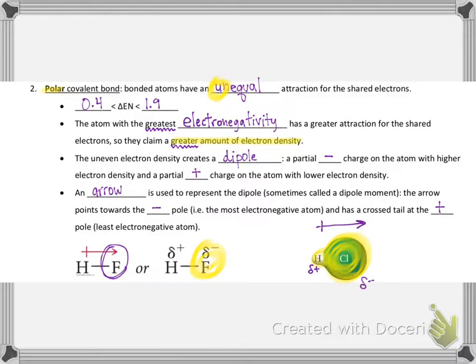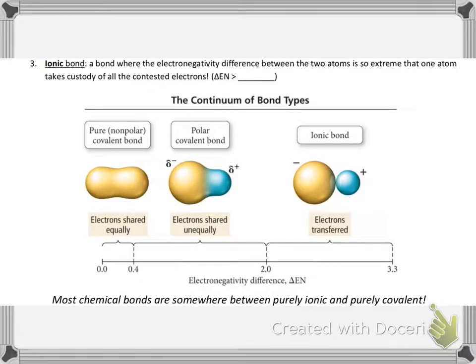But first, let's talk about ionic bonds. An ionic bond is where the electronegativity difference is so great that one atom basically takes all the electrons for themselves. So if you look at something that's considered a purely covalent bond, that's where you have the equal sharing, very low electronegativity difference. All the way to an ionic bond where there is no sharing at all. Gasp, the horror. And of course, a polar covalent is somewhere in between. It's important to recognize that almost all chemical bonds aren't purely one or the other. They're just somewhere between ionic and covalent.